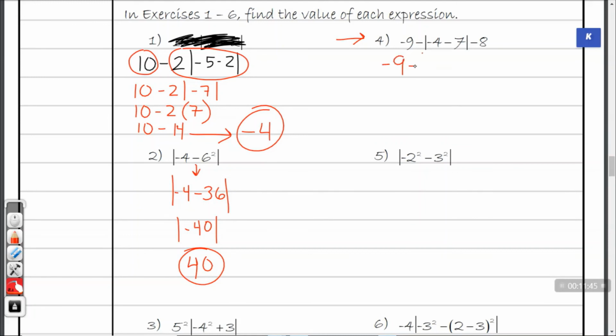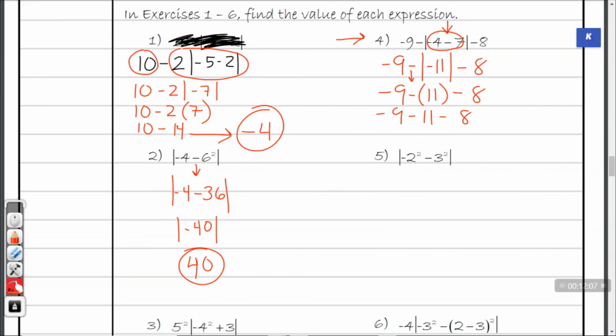Again, our negative 9 minus the absolute value. I have to do what's inside first, giving me negative 4 minus 7, which is negative 11. Then I'm going to take the absolute value of negative 11, and notice that minus is still out front there, and that negative 11 is going to become positive 11. And now essentially I have negative 9 minus 11 minus 8.